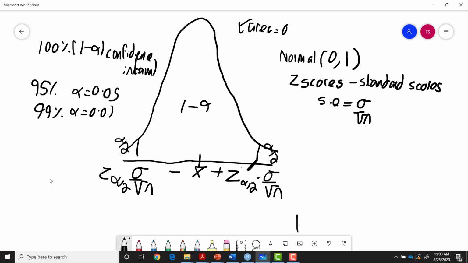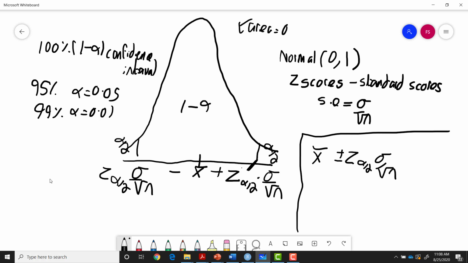So we can define our confidence interval more formally now as x bar plus or minus z alpha over 2 times sigma over root n. And we can also say, if we use the sample value, this is going to be s over root n.